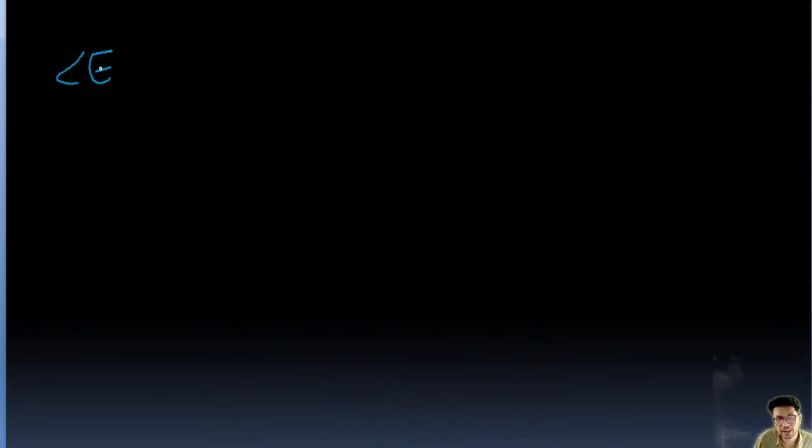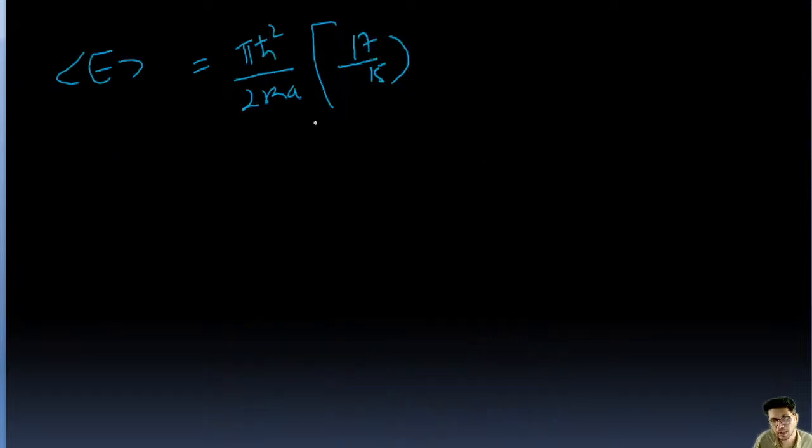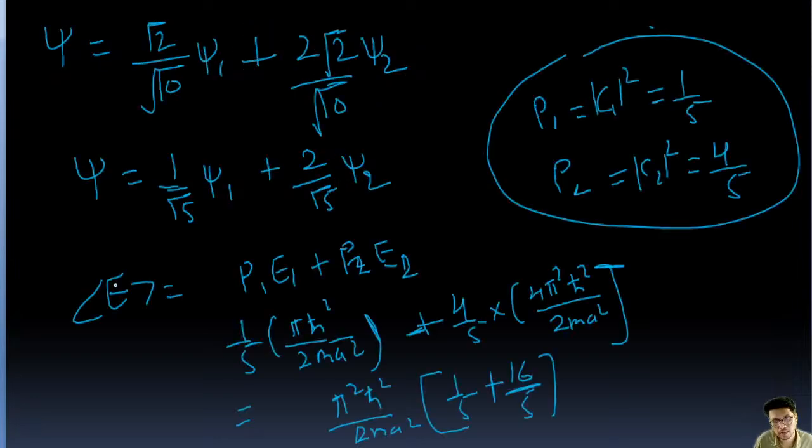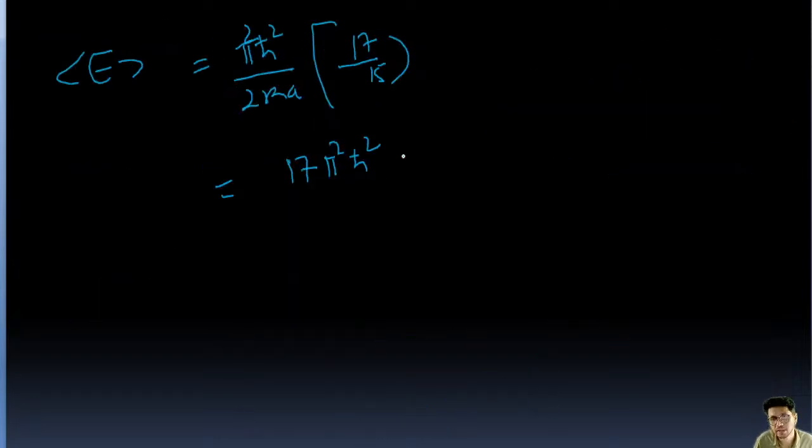So the energy expectation value is going to be pi square h cut square upon 2 ma square times what we added, that is 17 upon 5. So this is going to be 17 pi square h cut square upon 10 ma square. This is the expectation value.